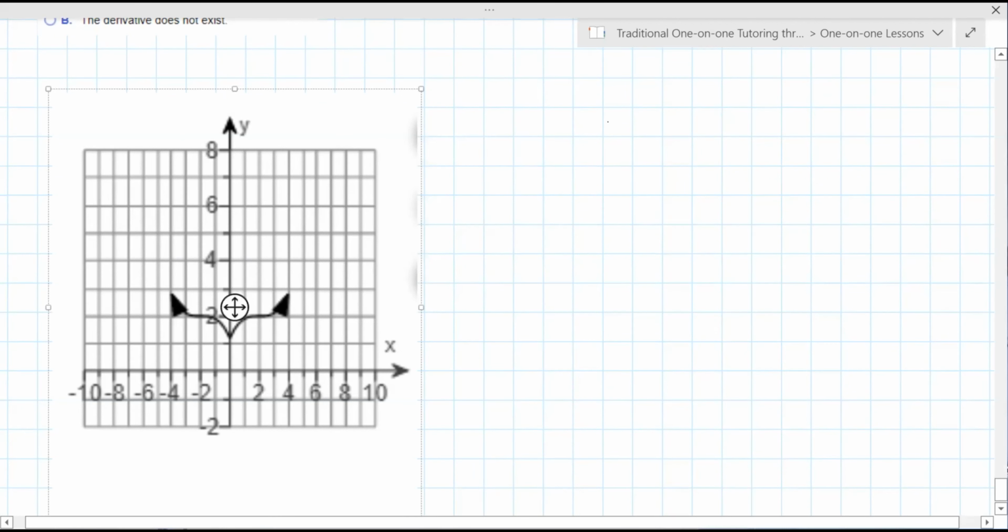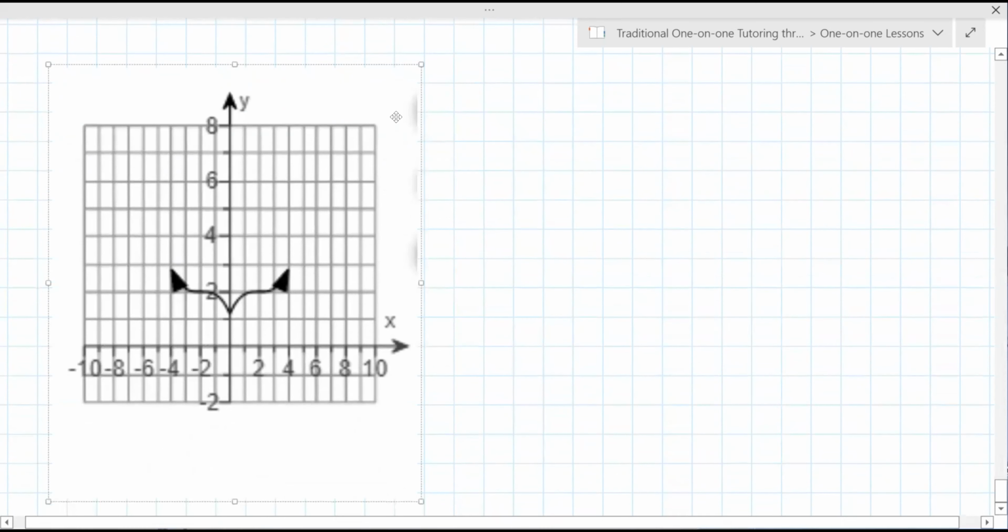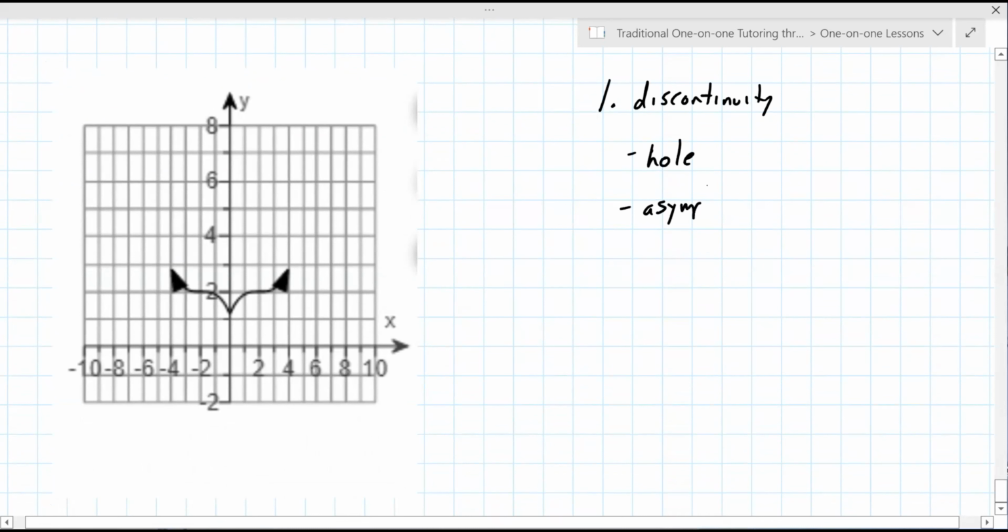So there's a couple of different places where the derivative does not exist. So one is a discontinuity. And a discontinuity is a hole or an asymptote or a jump. Okay, but that's not the case here. The other possibilities are what's called a corner, which I kind of alluded to.